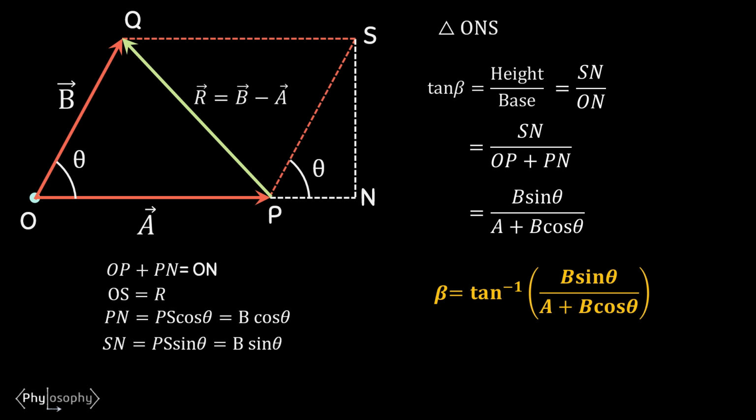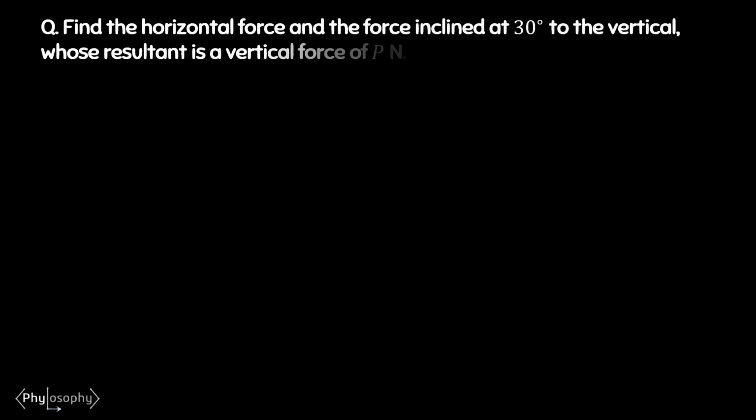Now let's solve a problem on the parallelogram law of vector addition. The question is: find the horizontal force and the force inclined at 30 degrees to the vertical, whose resultant is a vertical force of P Newton. Now we are going to solve this problem in a few steps. In step 1, we will write all the essential information given in this question.